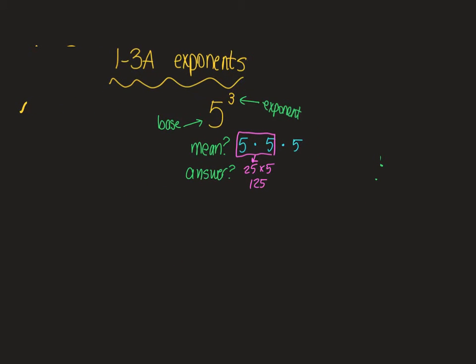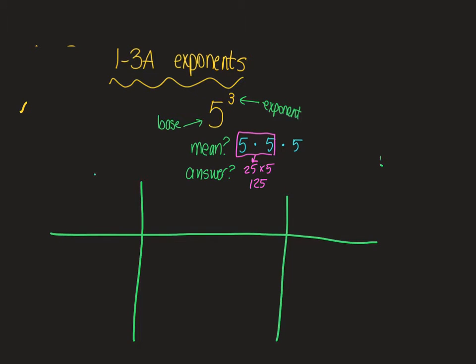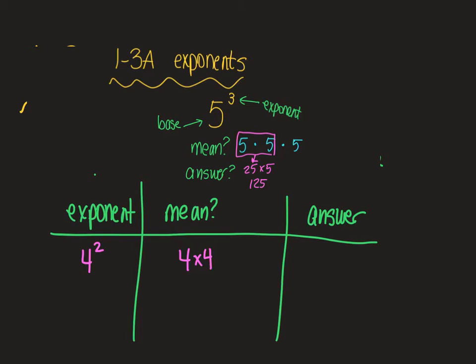Let's make a little chart. If you're taking notes, let's make a chart that has 3 sections. The first one is going to be the exponent. This column is going to be what does it mean, and this column is going to be what the answer is. So let's suppose I had 4 squared, 4 with a tiny 2. The tiny 2 has the word squared with it: 4 squared. 4 squared means 4 times 4, answer is 16.